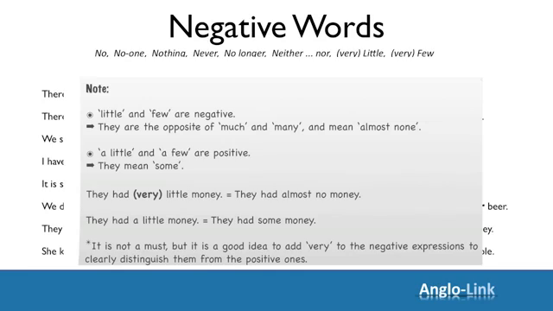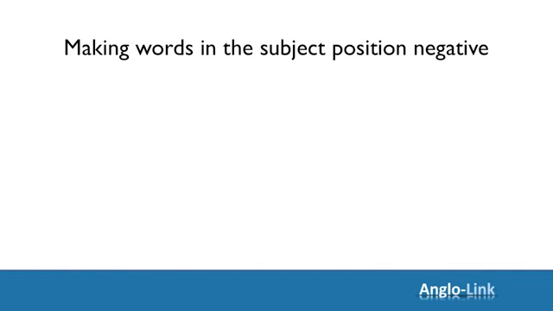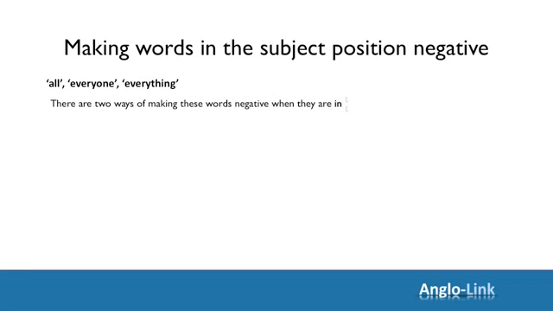Right then, let's look at some special cases. The special cases are where your word is in the subject position and you want to make it negative. The first group we should look at is all, everyone, and everything. When you have a sentence that begins with these words, where these words are the subject of the sentence, and you want to make it into a negative idea, you have two ways of doing this.